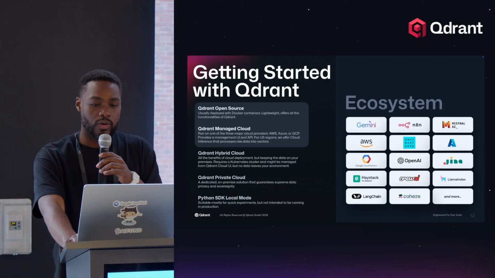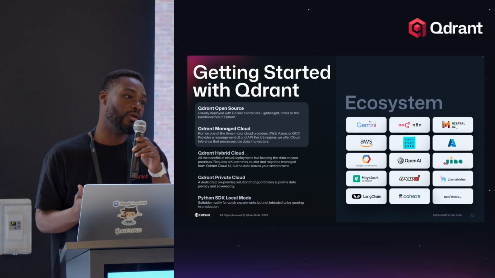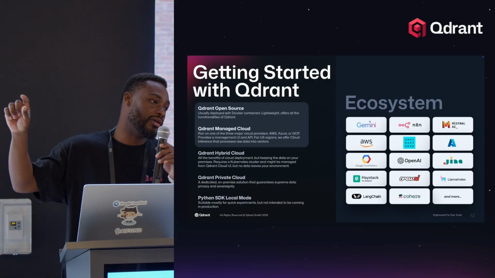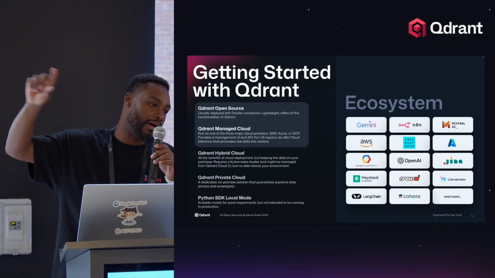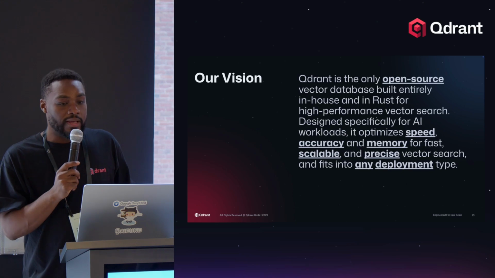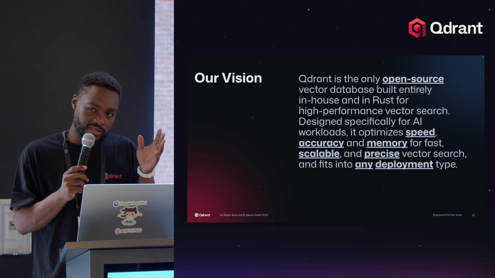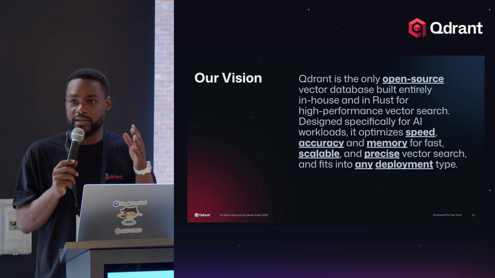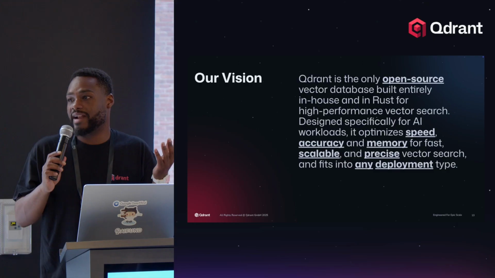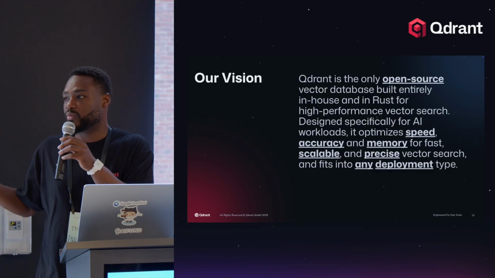So one of the cool things about Qdrant is you know exactly what's going on with your code because you can use it open source via GitHub. And when you're ready to scale out, you just have to change one line of code that goes from local to cloud. And our vision, we are the only open source database built entirely in-house and in Rust. So that shows you that we committed early on to having the most performant product, and it's paying off now in terms of speed, accuracy, cost, and also making sure that it fits with any deployment type.